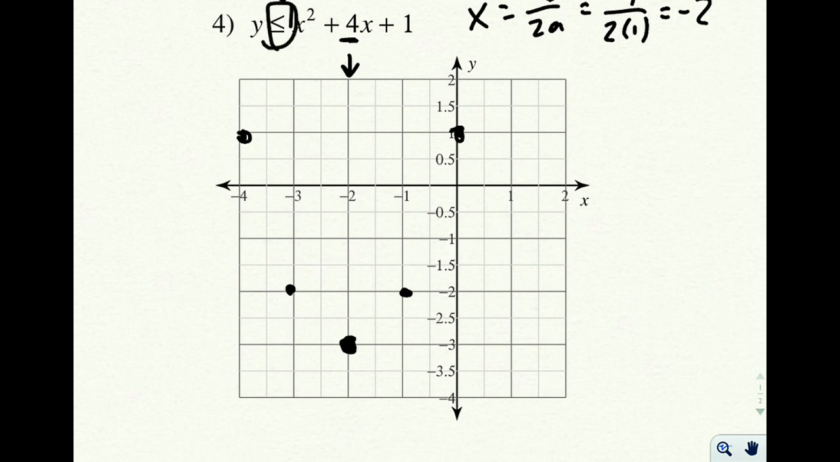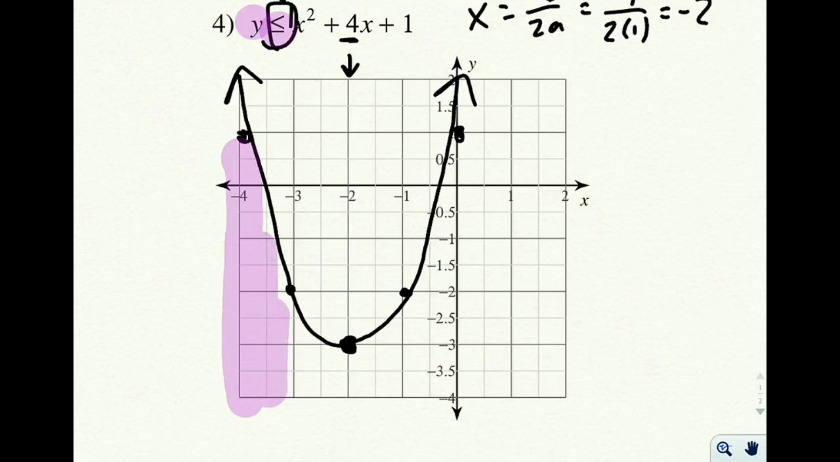Now we look at our symbol here. It is less than or equal to, and that means that we do not have a dash line. We have a solid line. So trace in our solid line graph here over our dots. And then finally shading. It says y is less than, so y is smaller than the parabola, which means we shade below the line.